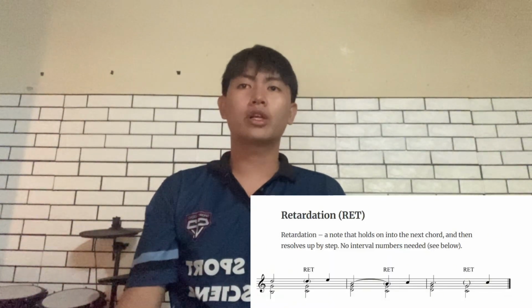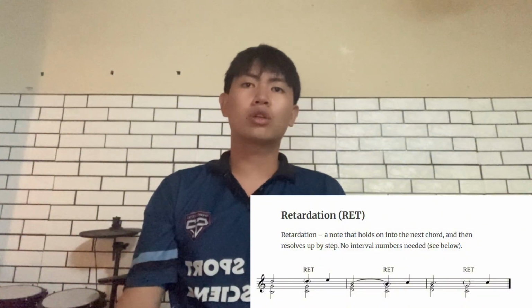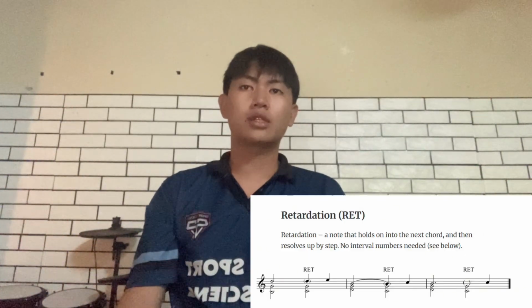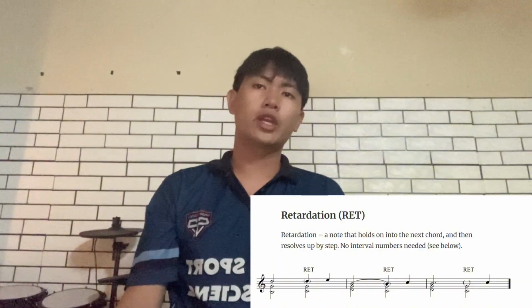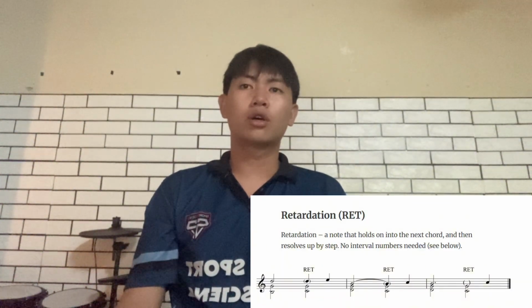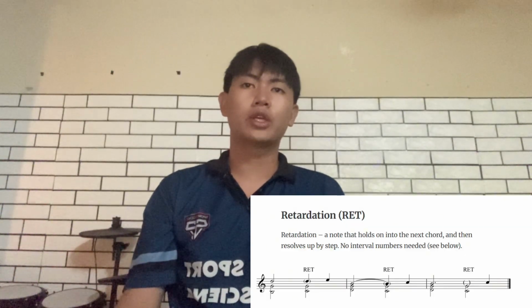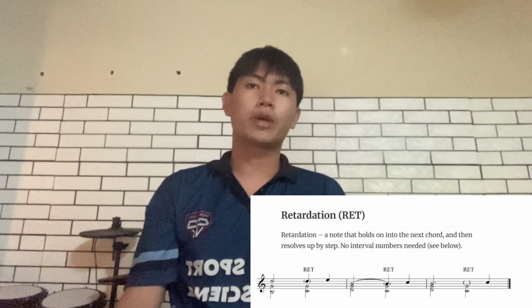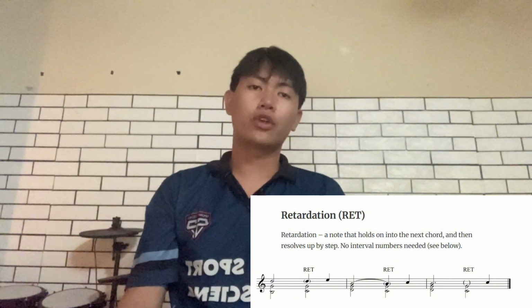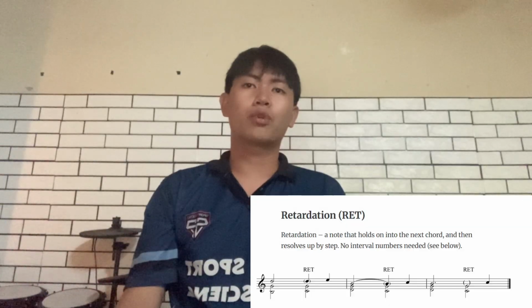And then we have retardation. Retardation in music theory is a fundamental concept that involves a non-chord tone approached and resolved by step. It is used to create tension and enhance the expressive quality of music. Retardations are typically accented and occur on the downbeat, allowing the same note to be approached and resolved up by step. This technique is crucial for understanding voice leading and harmonic progression in tonal music.